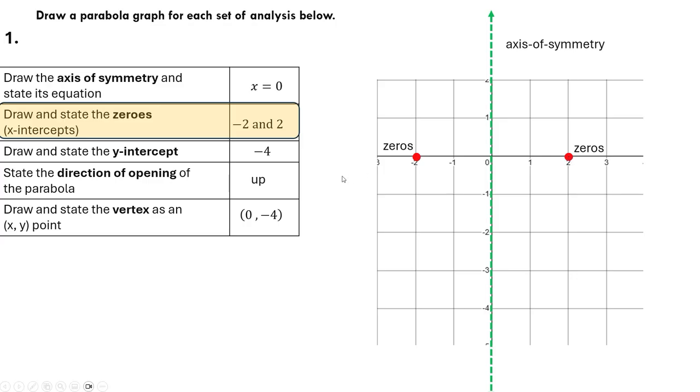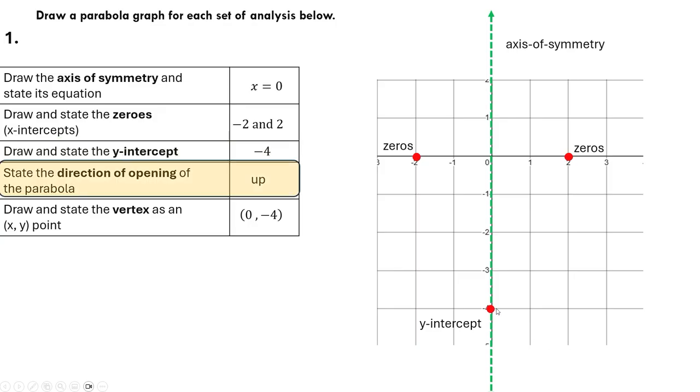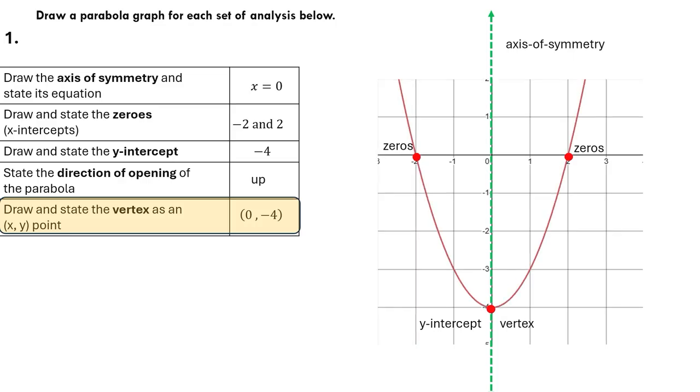Then we're told that the y-intercept is -4. So we'll put a point right here. And we're told that our vertex is at 0, -4, which is also right here. And now, if we connect our coordinates, this is what our parabola will look like.